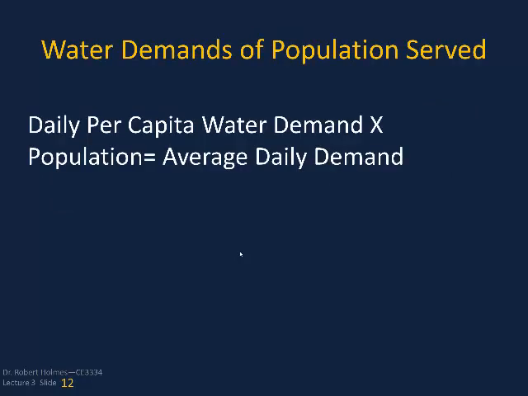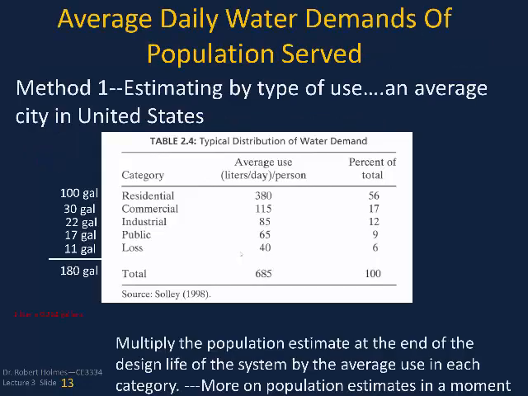So as we look, we have our daily per capita water demand times our population, that's our average daily demand. And if we look at the first method, that would be by looking at average use across the United States by category. Based on this work by Solley in 1998, you can see that for residential, we've got about 100 gallons per person per day that is used. That's on average across the number of systems that he sampled. And then the commercial use, again, that's industrial manufacturing, is approximately 30 gallons per person per day.